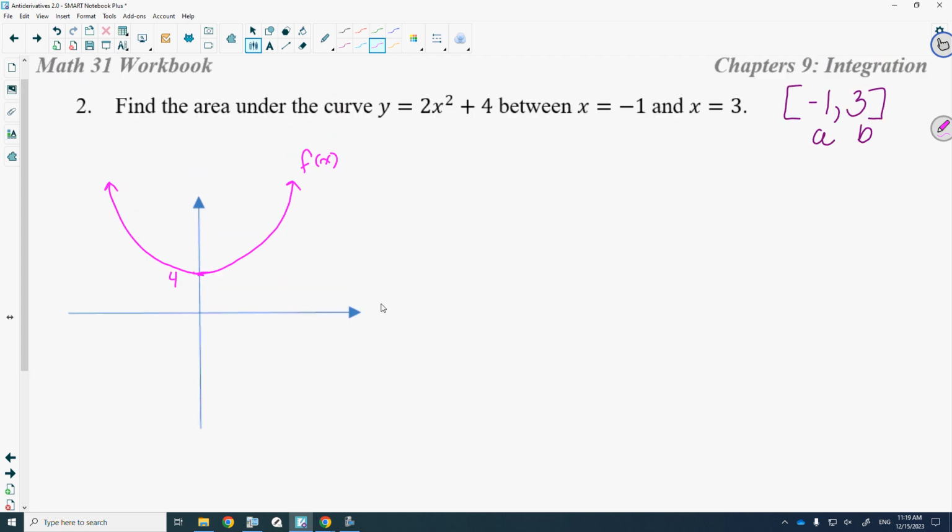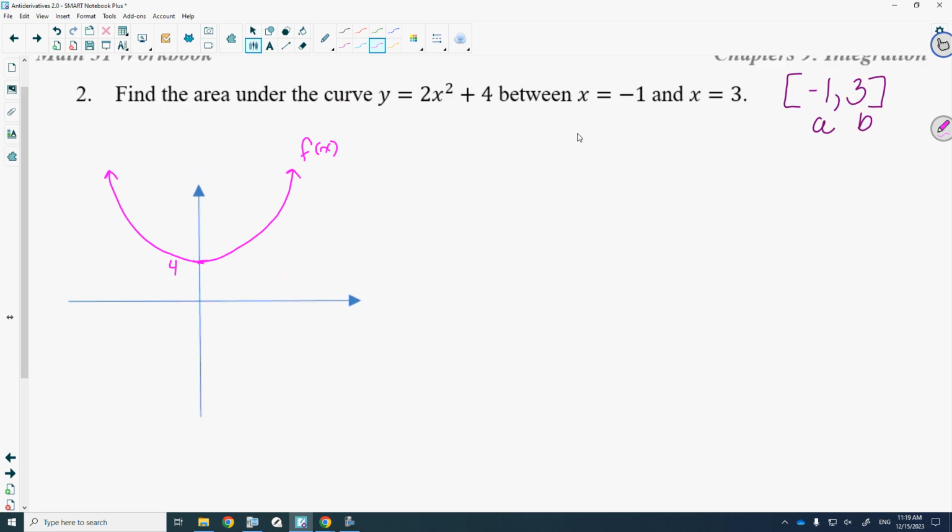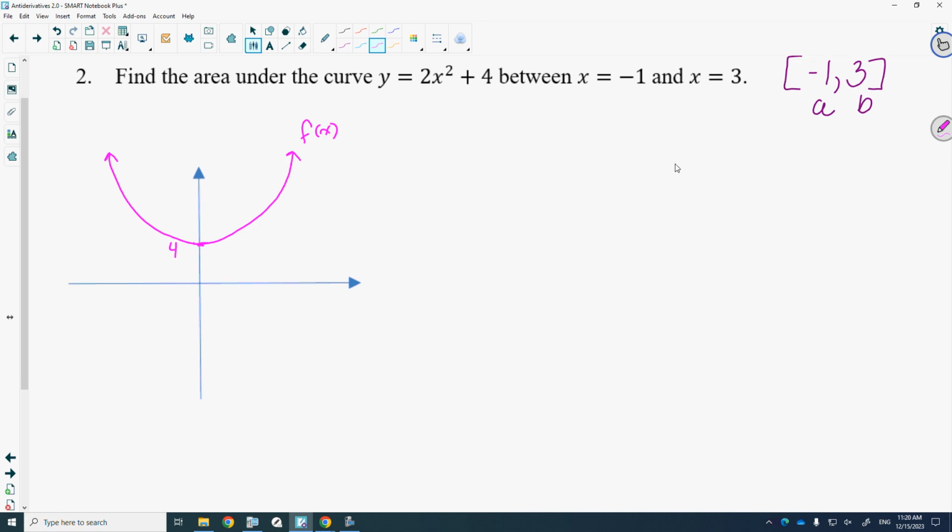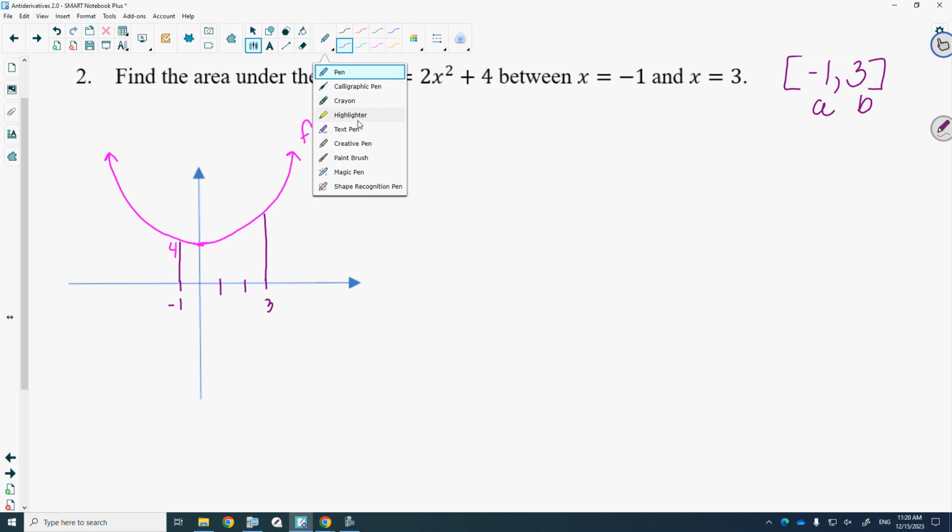And they want me to integrate, so find the area between the curve and the x-axis from -1 to 3. So from -1 to 3. Okay, and so we're finding this area here.